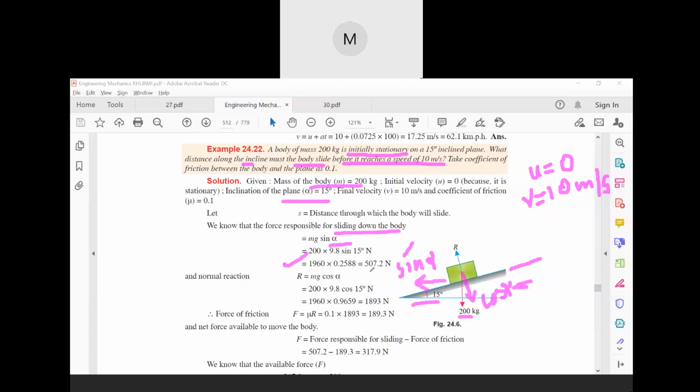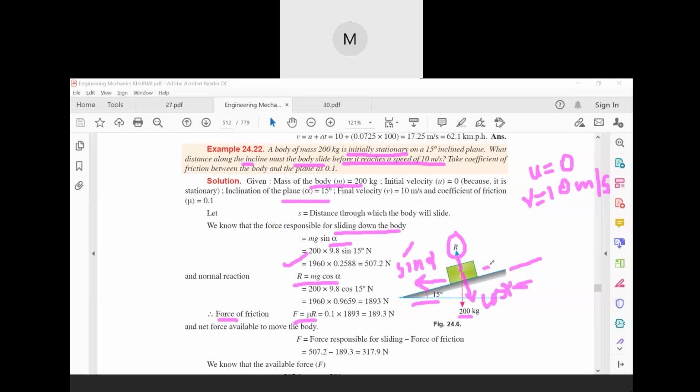Now the normal reaction. Normal reaction means this is R. Now this normal reaction is like this, no? So if it is like this, then opposite is what? The cos alpha component. So R is equal to mg cos alpha. Okay. Now force of friction. The coefficient of friction is given as 0.1. Now the frictional force will be what? F equal to mu R.